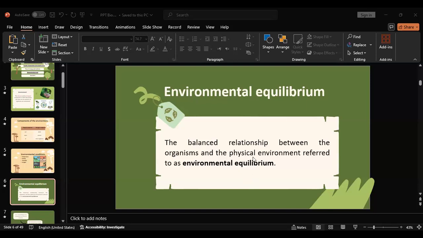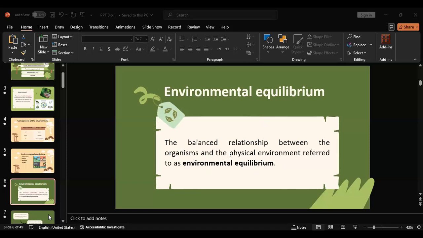So, the balanced relationship. Equilibrium in what? A balanced relationship between the organisms and the physical environment. Organisms mean what? Biological components.